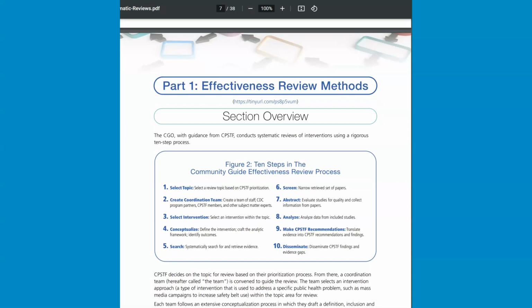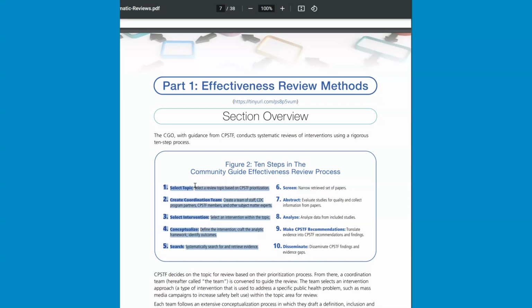This is really crucial. And then number 4, conceptualizing, defining the intervention, crafting the analytic framework, identifying outcomes. That's important. And then systematically searching for and retrieving evidence. That's number 5. So these are steps 1 through 5. Very important to be thinking about when creating an effective intervention.